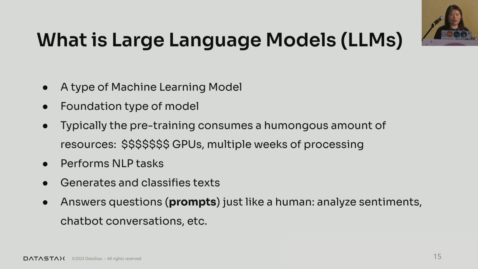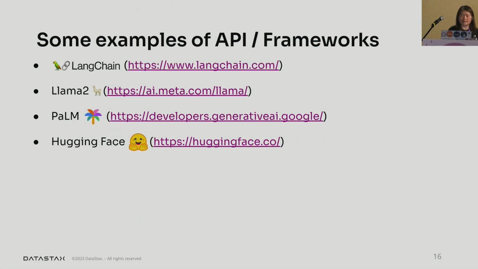So the idea is that LLMs are what we interact with. There are APIs that allow you to interact with them as well. It answers questions from prompts, like a human being. It analyzes sentiments and is really good for chatbot type of conversations. That would be one example.